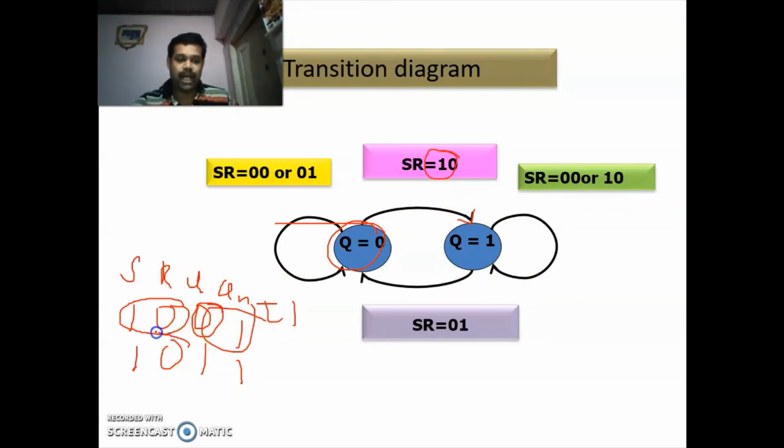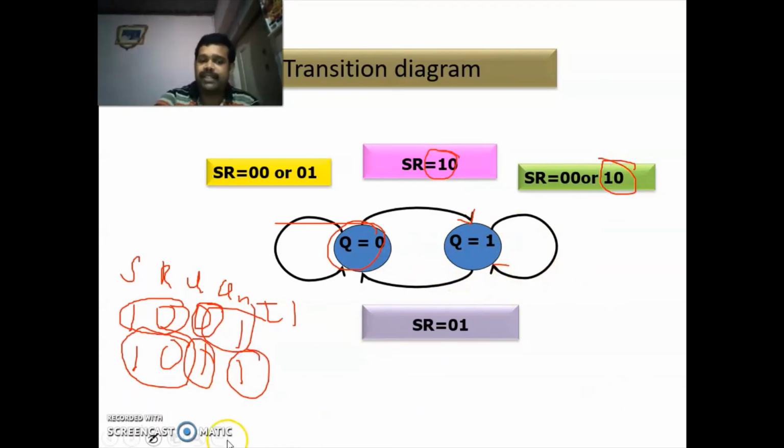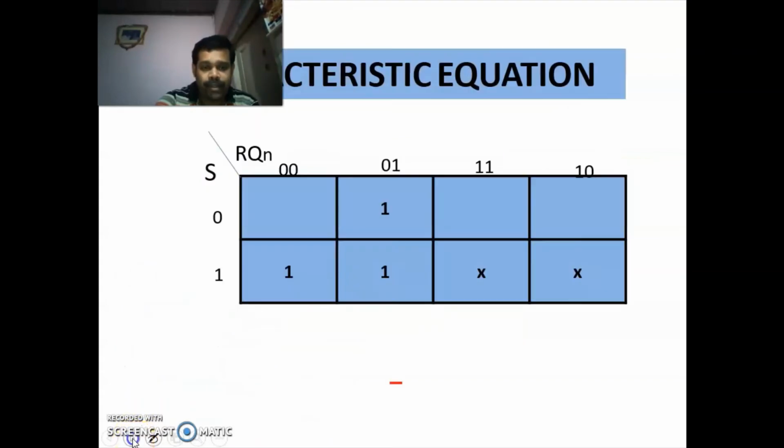Next S is 1, R is equal to 0. It is in state 1. It is in the same state, present in the same state. Okay, so this is nothing but the transition diagram. One input you can't give to this SR flip flop.